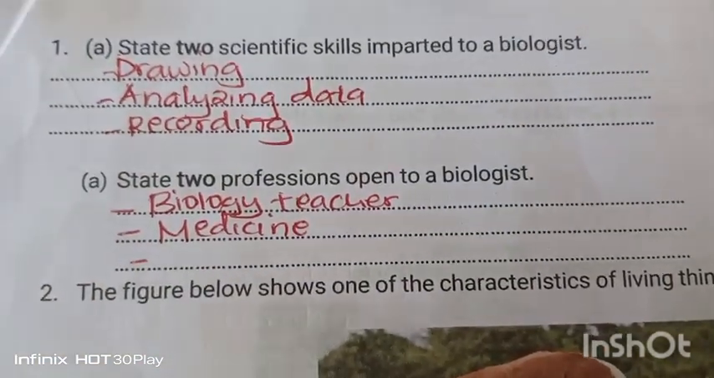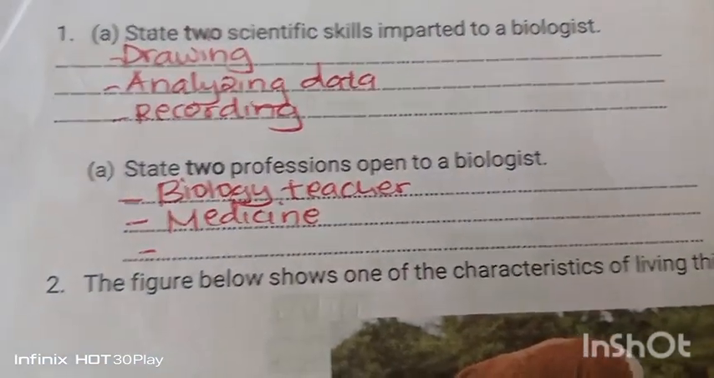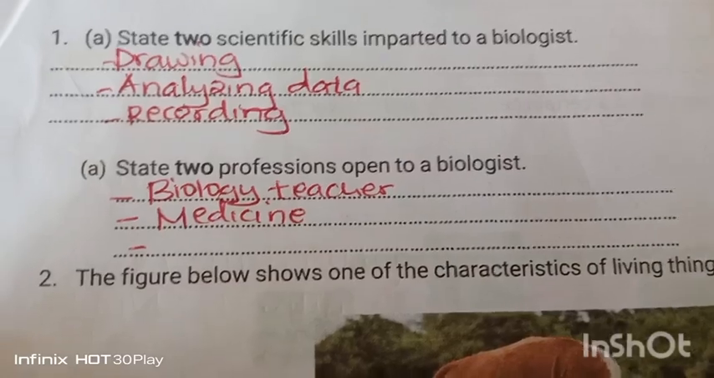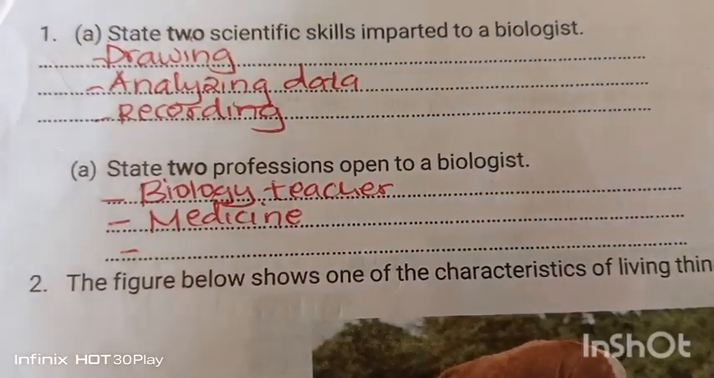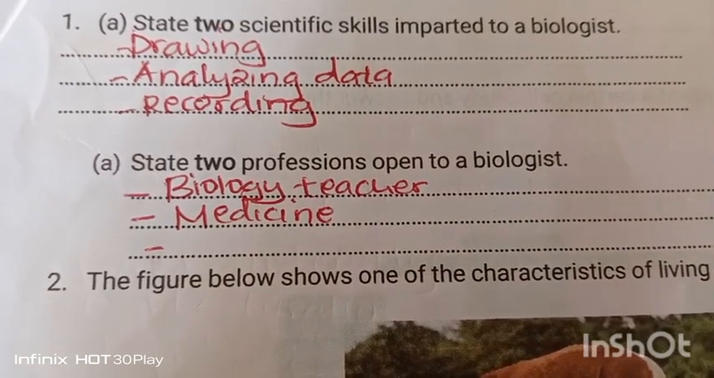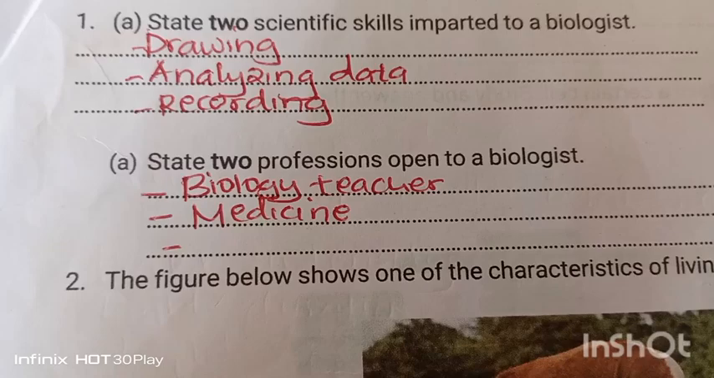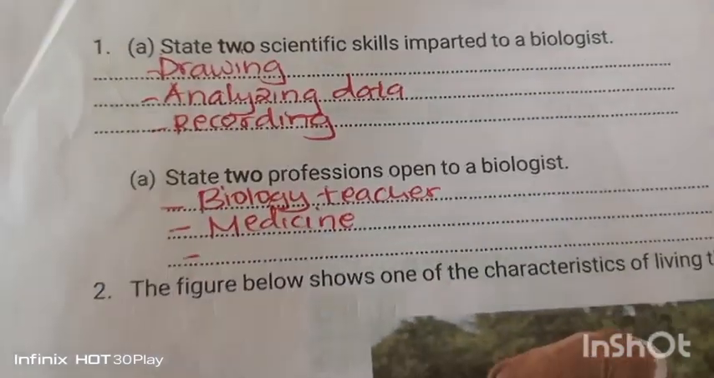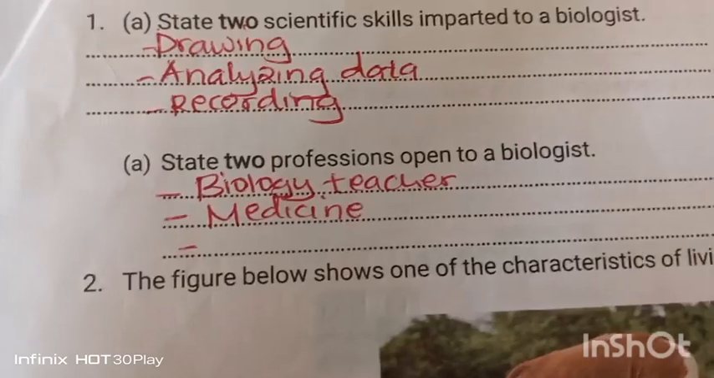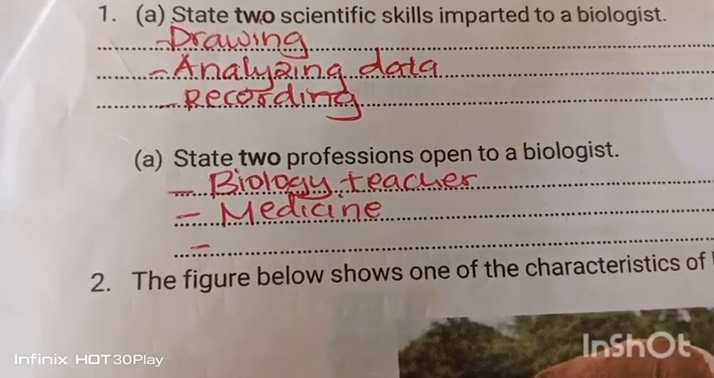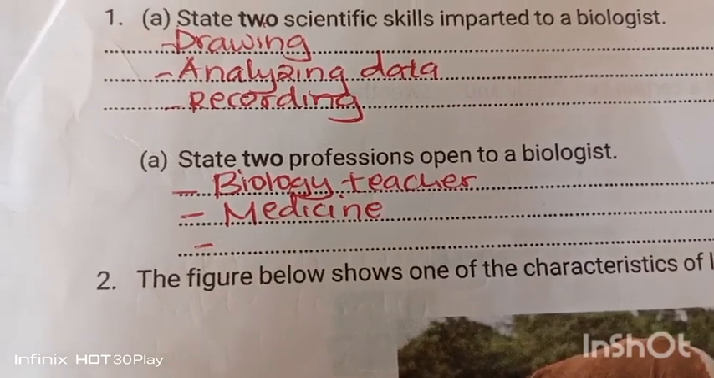This is Biology Form 1 revision questions and answers. It's an end of term 2 exam. So the first question, you're asked to state 2 scientific skills imparted to a biologist. Scientific skills are the ones that you learn when you are doing a biology course, like drawing, recording data, analyzing data, interpreting data, etc.